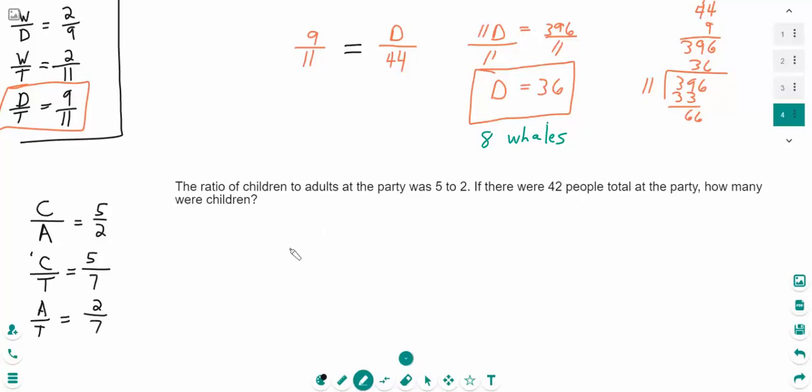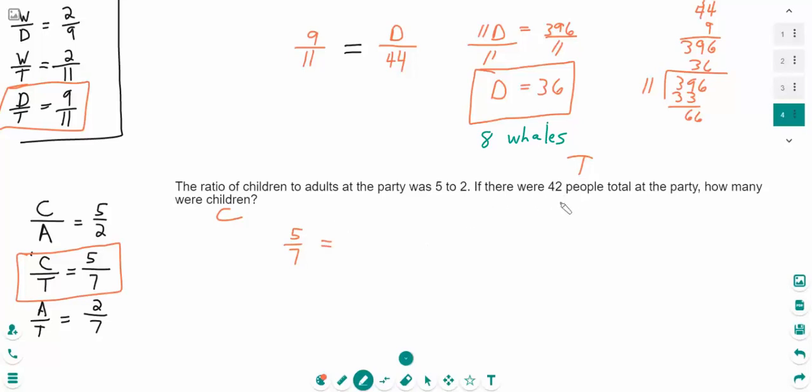Now, which one should we use? Well, what are they looking for? They give us 42 people total, and how many were children? So we're looking for a total and a children. And what do we have? Total and children would be the middle one here. So that's the one we'll use. So we have 5 sevenths equals, what do they give us in reality?